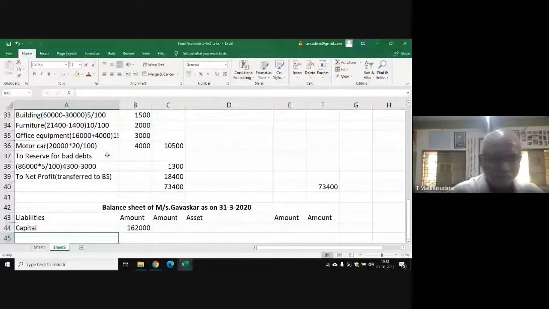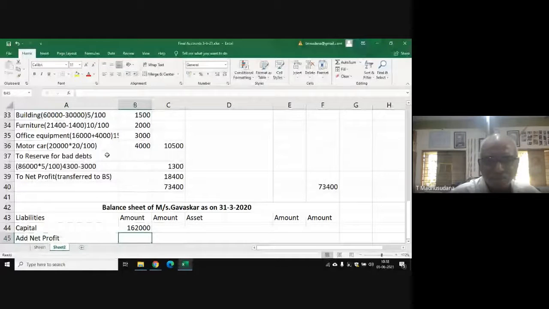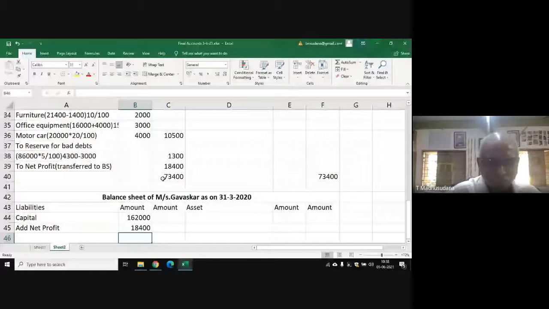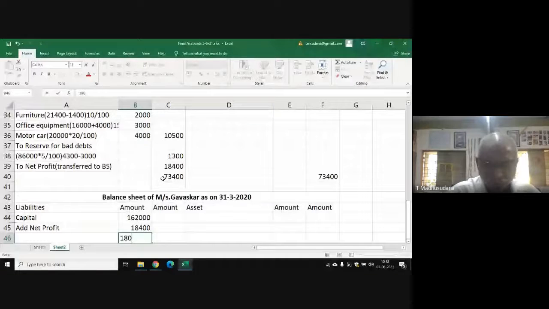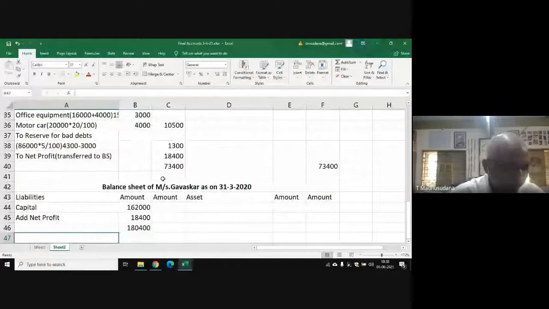What are the probable adjustments? There is a net profit. So this net profit is to be added. How much net profit have we arrived at in the profit and loss account? 18,400. Okay. Next, if you club this together, what is the total? 1,80,400 total. Next, from this we have to deduct the drawings.